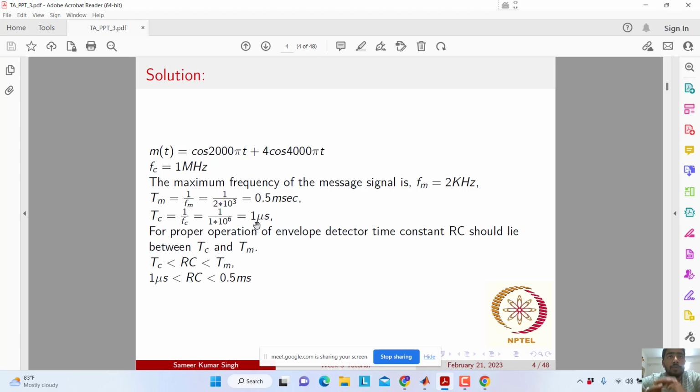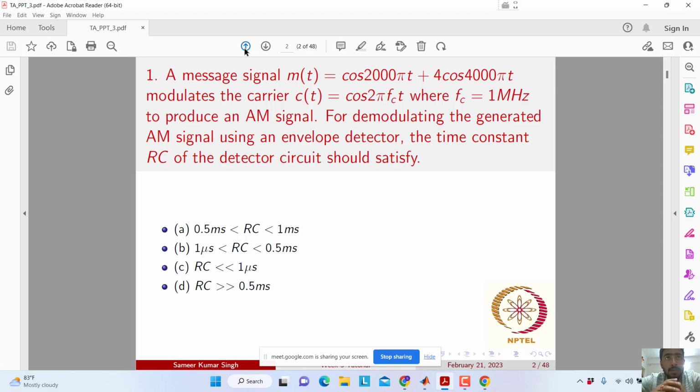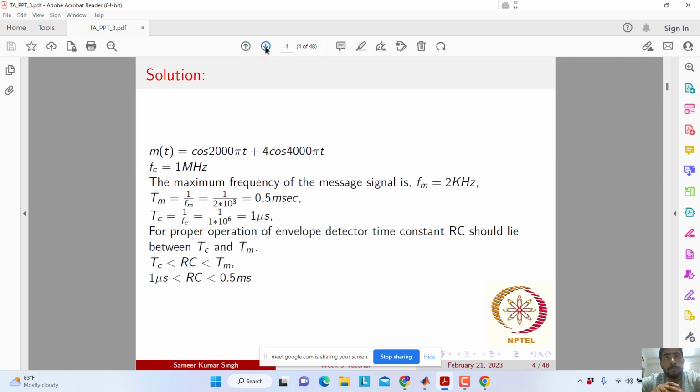When we do the demodulation using the envelope detector, there is one criterion for the proper operation of the envelope detector: the time constant RC should lie between Tc and Tm. Tc is 1 microsecond and Tm is 0.5 milliseconds, and the answer will be option B. Is the question clear? If anyone has a doubt, please ask. No problem.